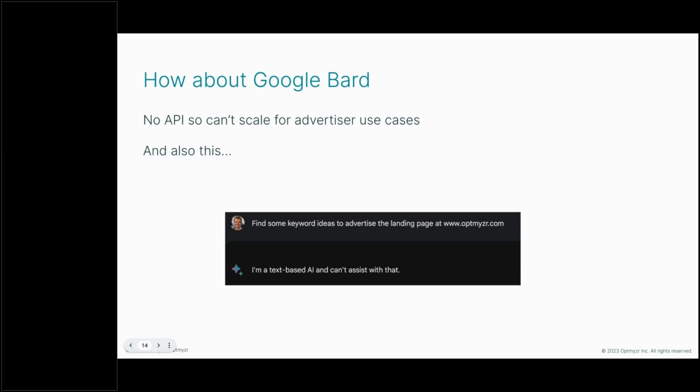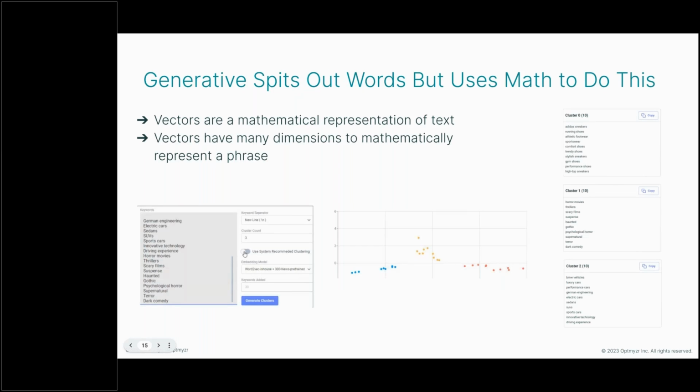And then also the fact that Google, sadly, often comes back with a response like this. When I say, find me some keyword ideas, it says, sorry, I'm a text-based AI and I can't help with that. That's pretty lame for Google, being the ads company, but that's the reality of how some of their AI is working these days. So that's why a lot of these examples today are about GPT.